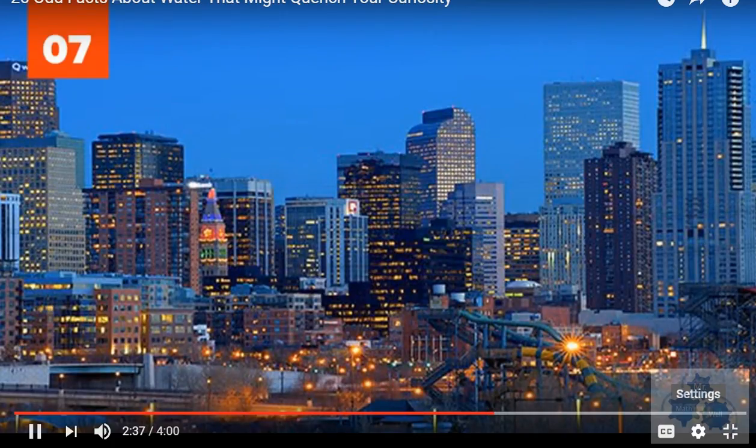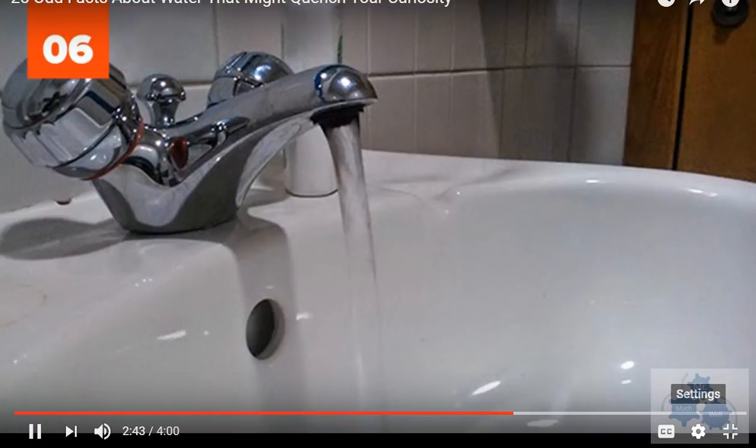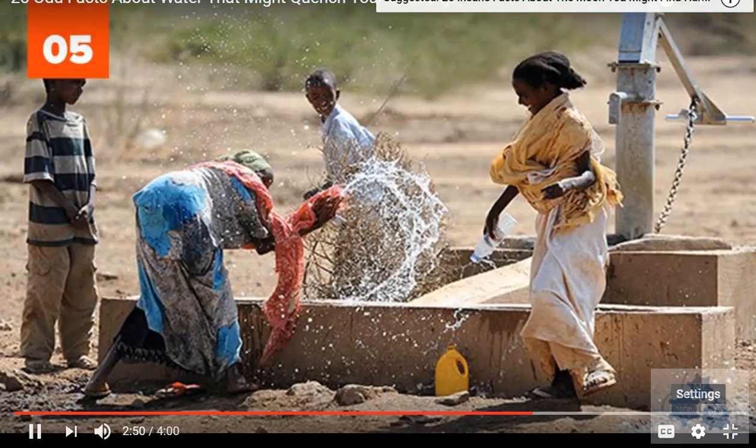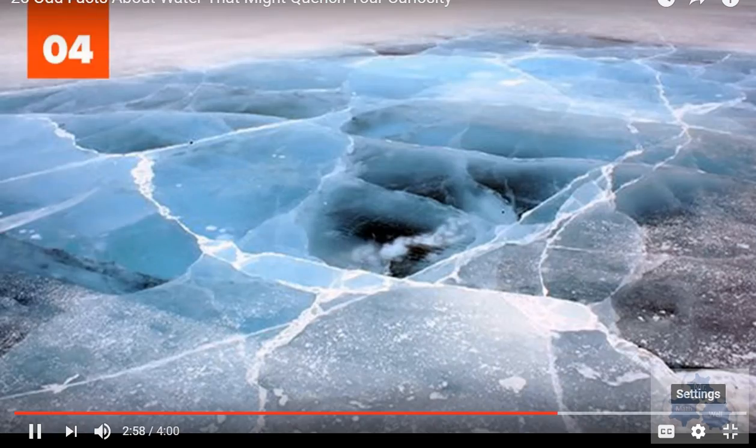7. Because of the altitude, water boils quicker in Denver than in New York City. 6. The average American uses 100 gallons of water every day. 5. The average resident of sub-Saharan Africa uses about 3 gallons of water per day. 4. Water is the only substance to be found naturally on Earth in 3 states: solid, liquid, and gas.